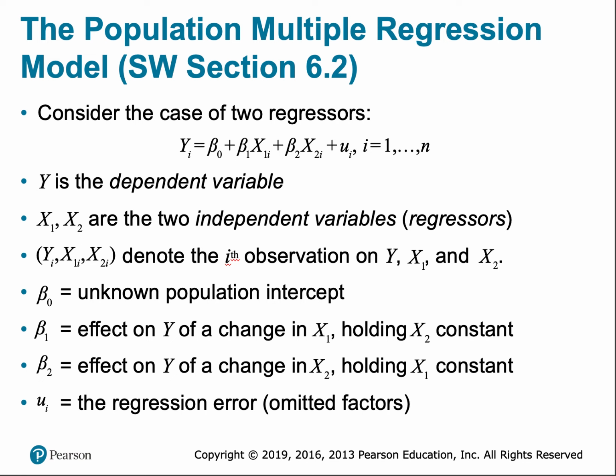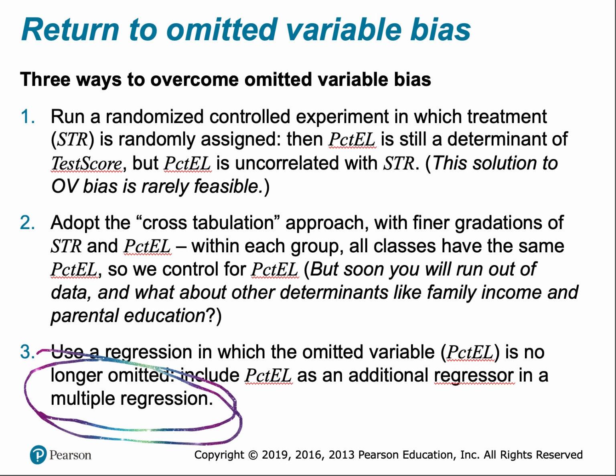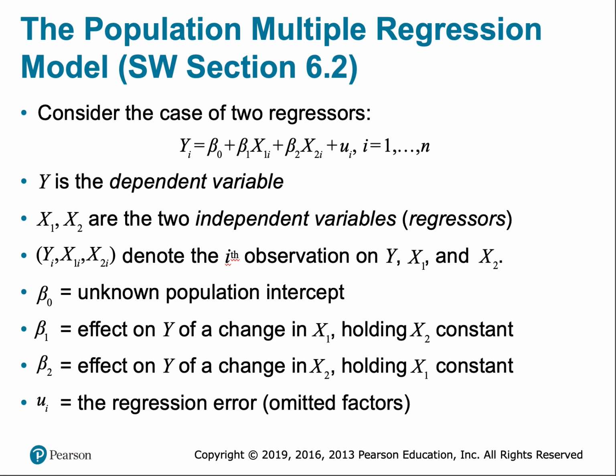In the last video, we discussed how the most effective way to overcome omitted variable bias is to use a regression in which the omitted variable is no longer omitted. We include the omitted variable as an additional regressor in multiple regression. In this video, we are going to introduce the population multiple regression model.